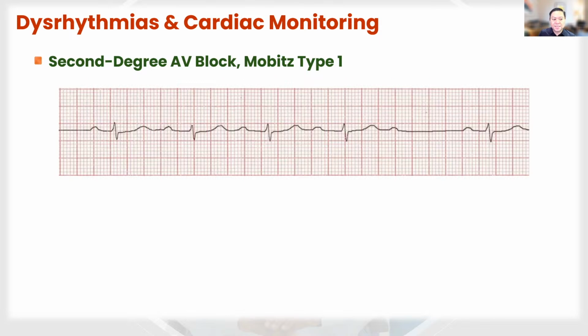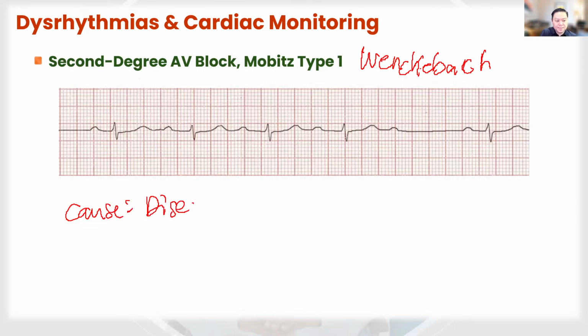Now, let's talk about the second-degree heart block, Mobitz type 1, okay? This is our second-degree AV block, Mobitz type 1, or this is what we call the Wenckebach type of heart block. So what is this second-degree AV block type 1? Well, again, this is resulting from a diseased AV node tissue, okay? So the cause here is a diseased AV node.